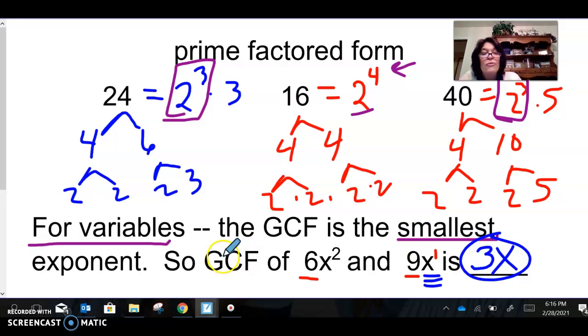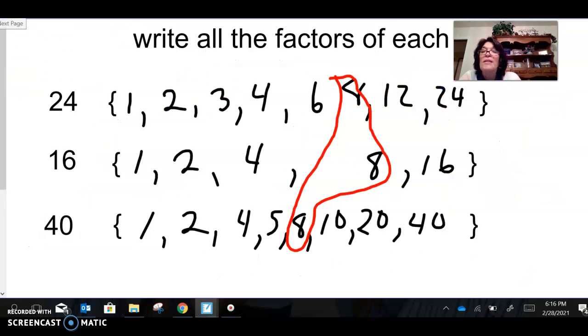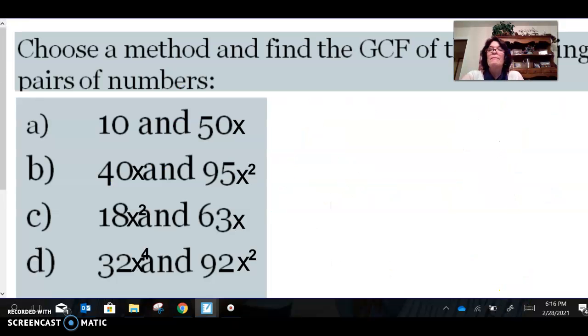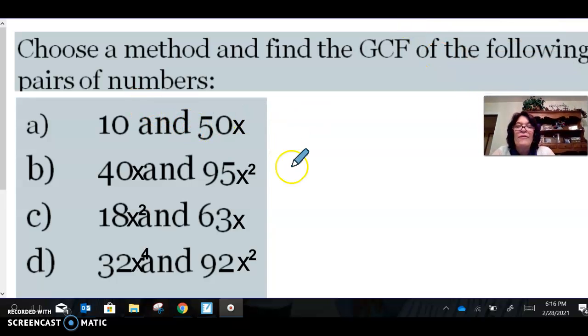Okay, so you do the GCF of the numbers, and you either use the prime factored way or you just list them out. Find the GCF of the numbers, and then with the variables, you just take the smallest exponent. So choose a method, either listing them out or prime factored, and find the greatest common factor of these pairs of numbers. 10 and 50x.